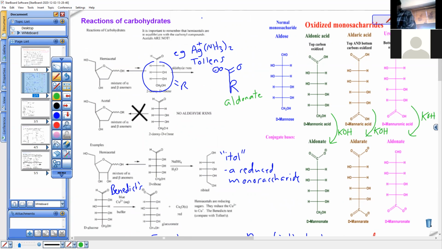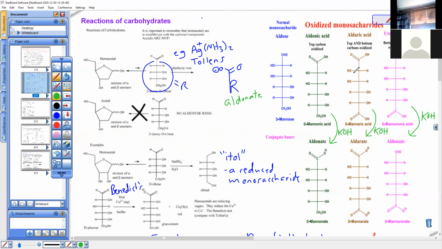And before we leave this page, and this will be our first break, we have to know that aldaric acids exist. We will not learn a chemical that can convert a normal monosaccharide to an aldaric acid. On the test, I will just say, draw me D-mannose and draw me its aldaric acid. And I expect you to make a carboxylic acid both on the top from the previous aldehyde and on the bottom from the previous primary alcohol. And an enzyme would catalyze that reaction. Yes, you have enzymes inside you that catalyze the formation of aldaric acids.